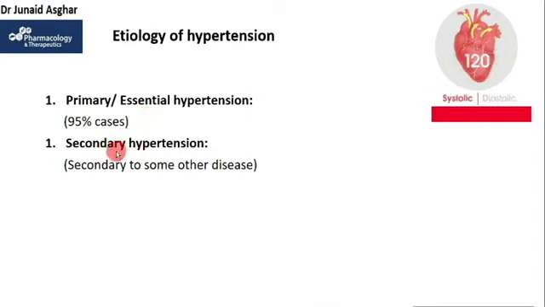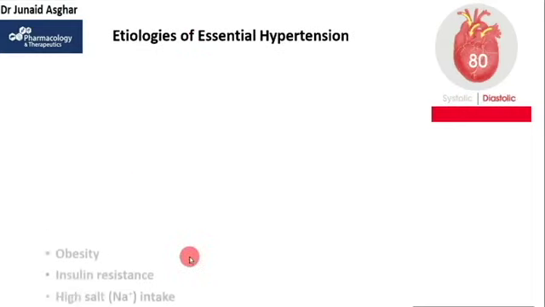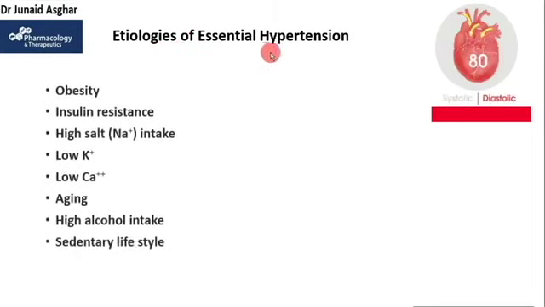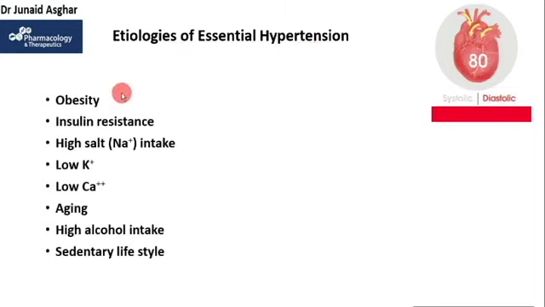Secondary hypertension is the high blood pressure which is caused by some other medical condition, disease, or pathology. Let's have a look at the etiologies of essential hypertension. They include obesity, insulin resistance, high salt or sodium intake, low potassium, low calcium, aging, high alcohol intake, and sedentary lifestyle.